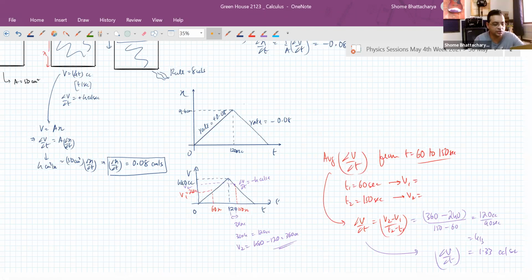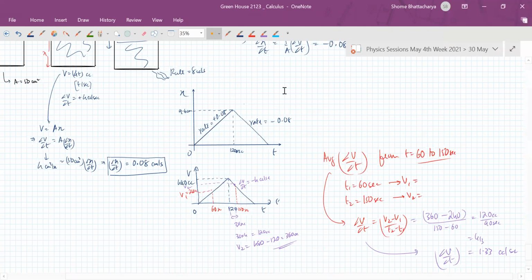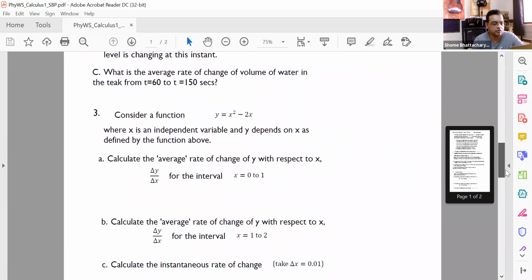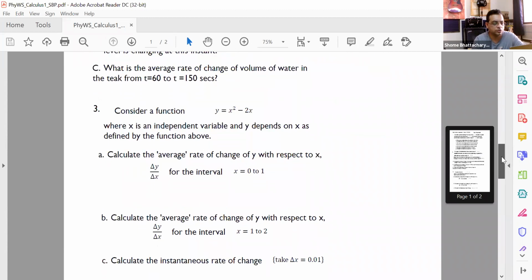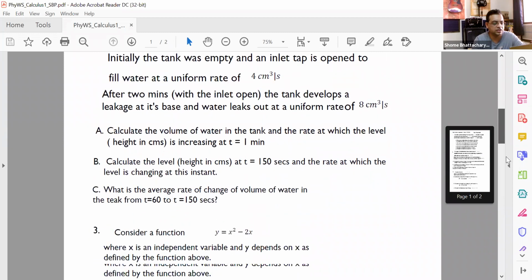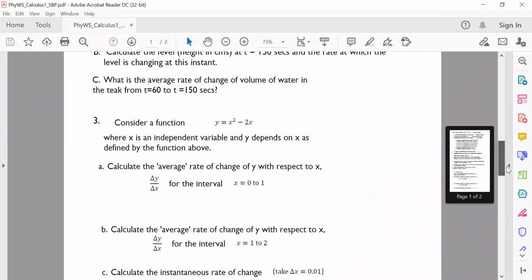Okay, people, hope this question is clear. Yes, sir. Very good. Okay. Come back to the worksheet. Okay, so question number 3 is clear? Yes, sir.